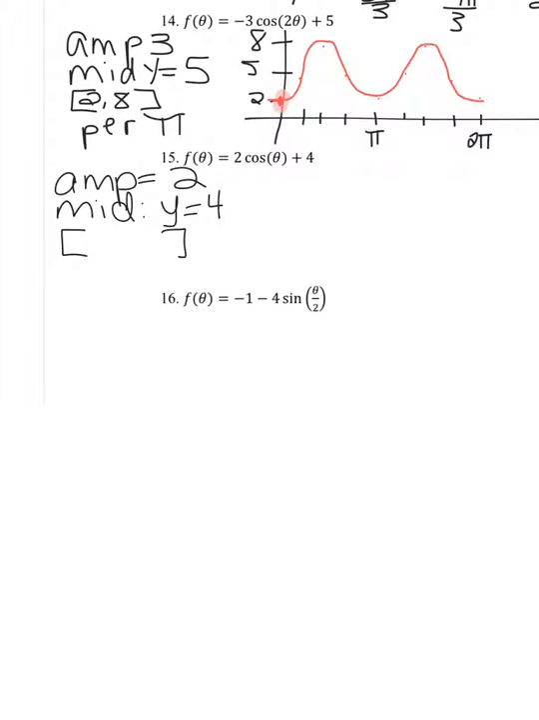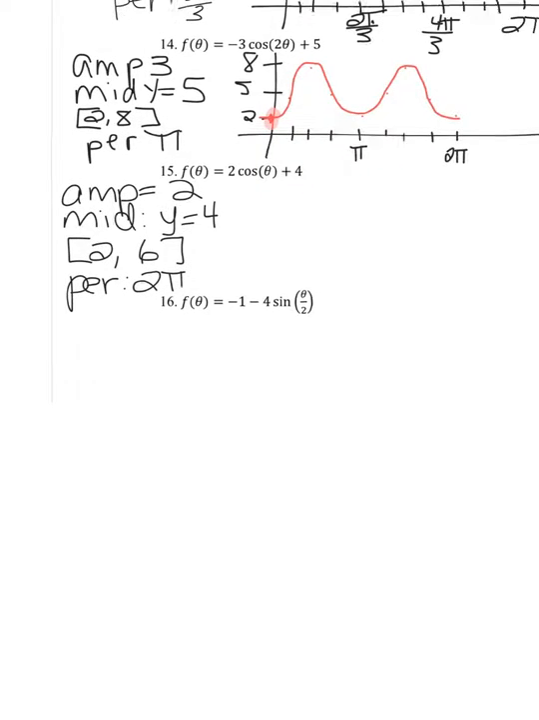15, same idea. The amplitude is 2. The midline is y equals 4, which means that the range, I'm at 4. If I go down 2, I go down to 2. And if I'm at 4 and I go up 2, I go up to 6. And then the period is 2 pi over 1, which is just 2 pi. So this is a nice short graph.